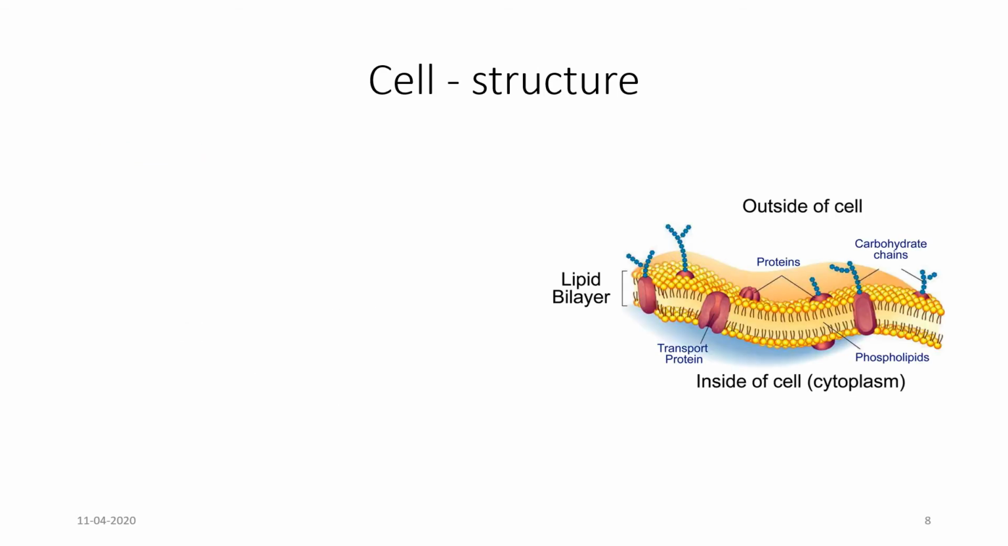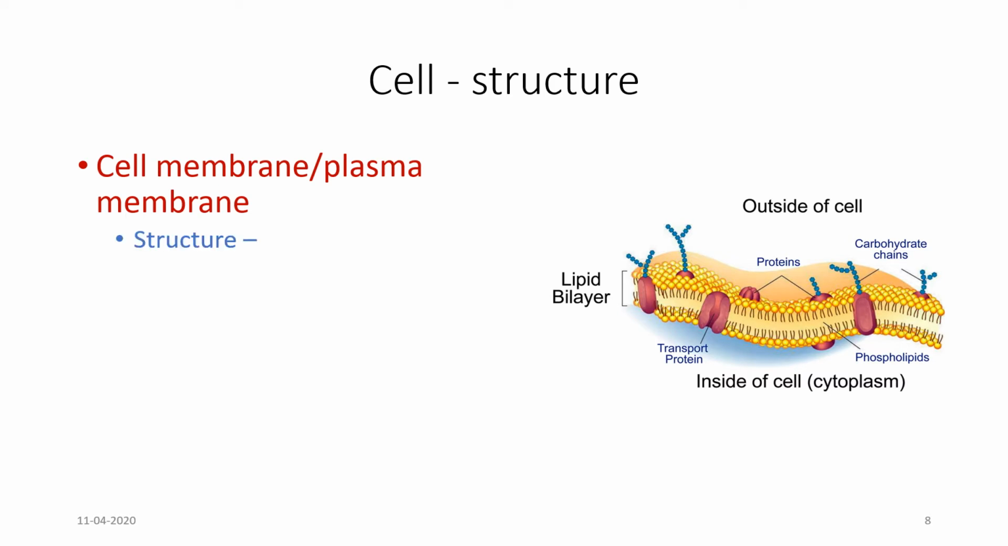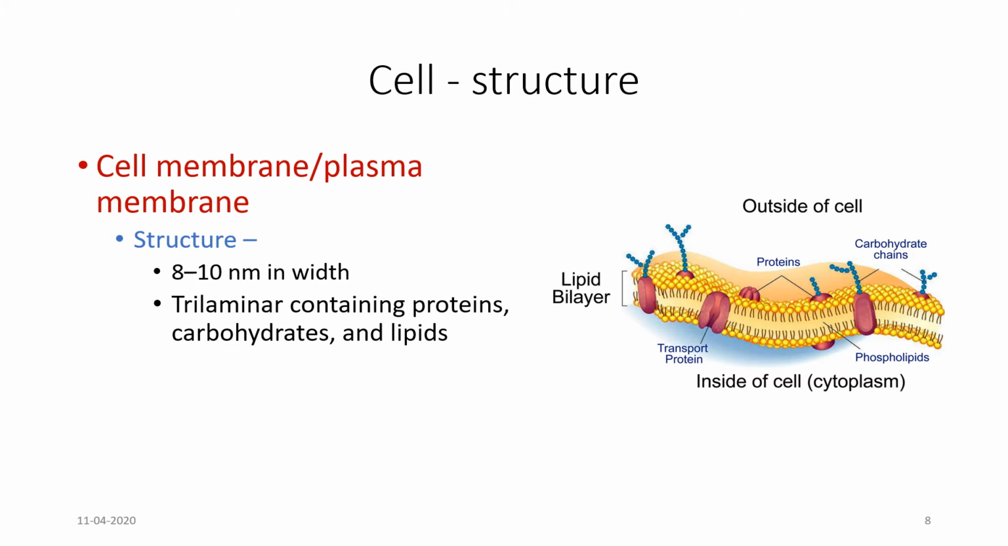Now we will consider the various components in the cell and their structure. One is the cell membrane. The cell membrane, structurally, is about 8 to 10 nanometers in width, and it is trilaminar, containing 3 layers. So there is a lipid bilayer and a protein layer.